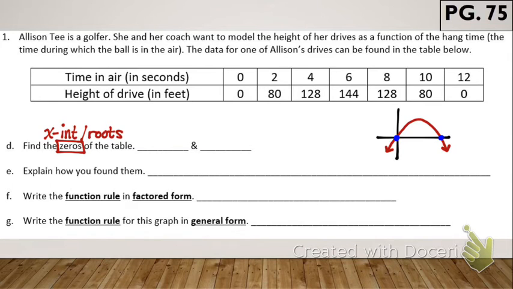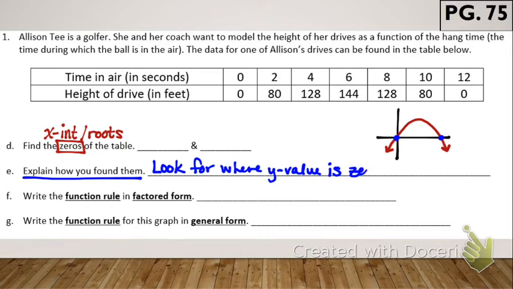Not necessarily, they could be. There's one number that will be the same in both of these ordered pairs. 0. In which spot, the x or the y? The y, because you don't go up or down at all. We move left and right, but you don't go up or down at all if you're going to stay on the x-axis. So explain how you found them. You're going to look for where the y value is 0.